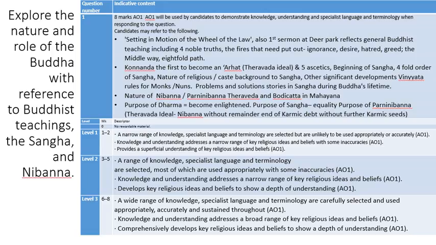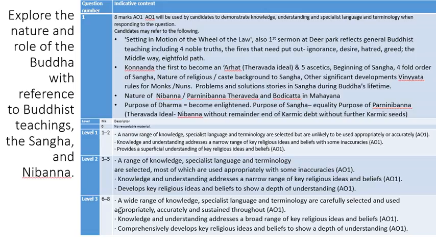What's the significance of it? Well, the significance of Dharma in terms of being enlightened, the significance of the Sangha in terms of the purpose of escaping samsara, of demonstrating equality, and the purpose of the death of the Buddha, of demonstrating how different Buddhists understand enlightenment: in Theravada, the ideal of Nibbana without remainder, the end of karmic debt and karmic seeds, or the Mahayana bodhicitta idea of the Bodhisattva ideal that you become a compassionate sort of cosmic being that helps others. So a wide range of knowledge, specialist language and terminology are carefully selected and used.